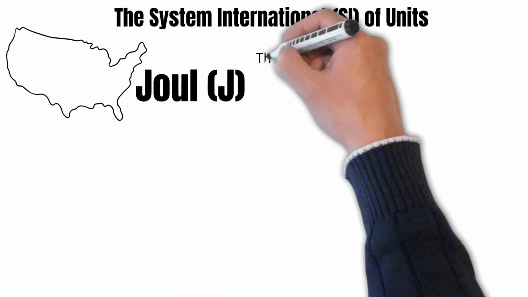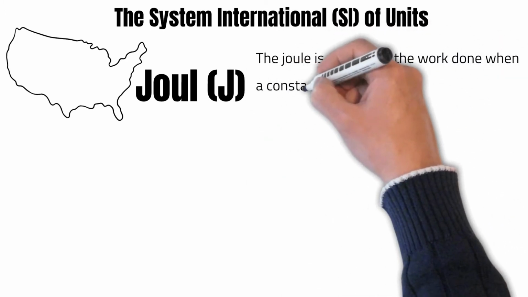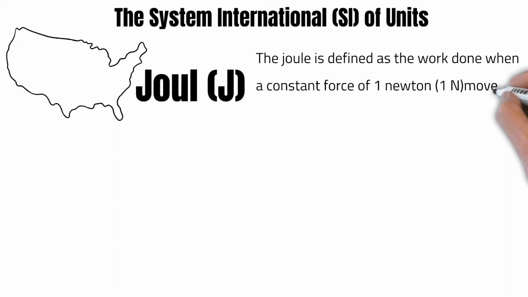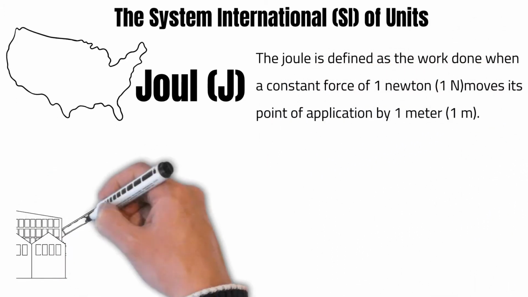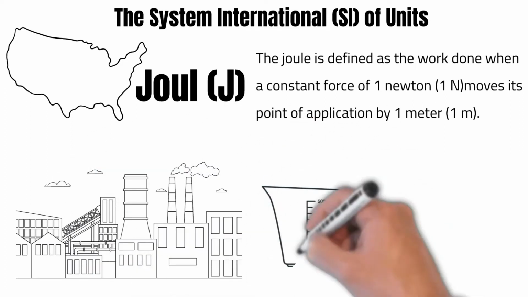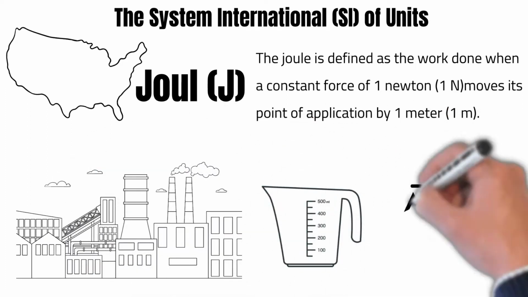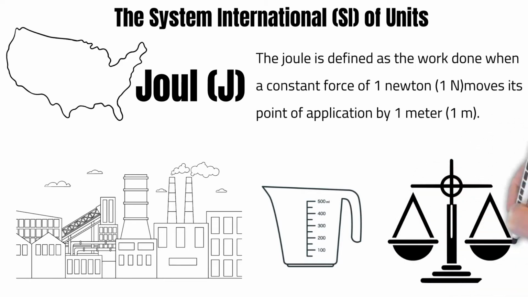Now joule is the unit of energy in this system. How do we define joule? Joule is defined as the work done when a constant force of 1 Newton moves its point of application by 1 meter. Since the advent of the Industrial Revolution, several other units have been defined and used in engineering applications. Units that are still in use and may be encountered in the 21st century are as follows.